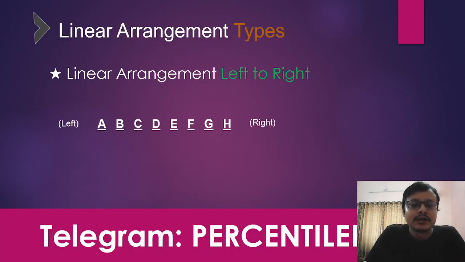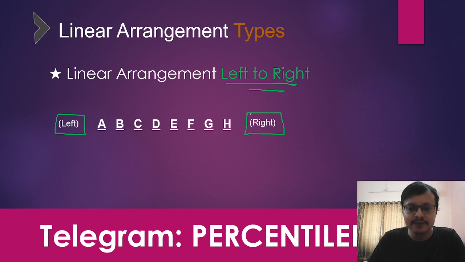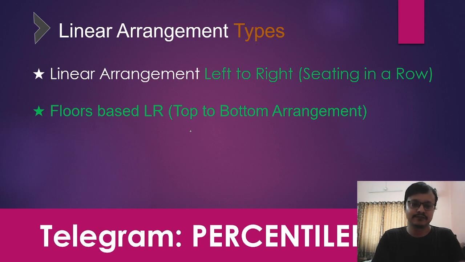Now, the basic type of linear arrangement that most of us are aware of is the left to right arrangement, which is a pretty straightforward arrangement where you arrange people in a left to right sequence. For example, here we have arranged the people A to H in a sequence from left to right. However, there are various other types of sets which also involve a concept of linear arrangement. So let's look at some of those arrangements.